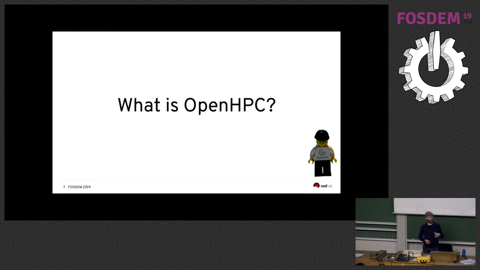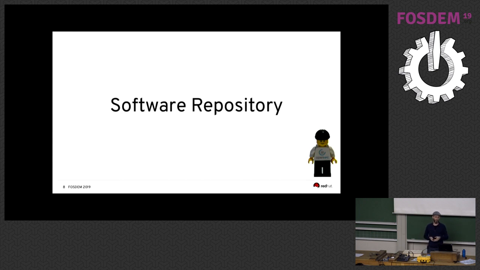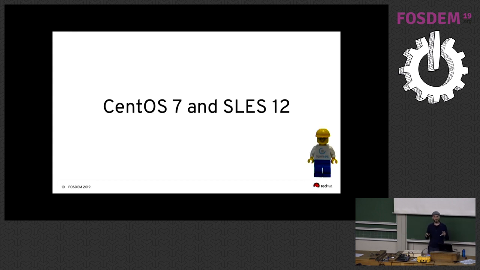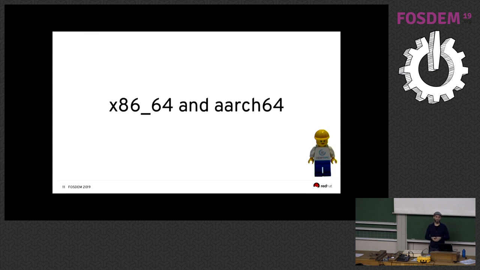So, what is OpenHPC? When I first looked at OpenHPC, I saw it's a software repository. You can download RPMs, and you can download it through YUM and Zypper. So this already kind of means it's for CentOS 7 and SLES 12. Those are the two platforms OpenHPC currently supports. And it supports the architectures x86_64 and ARM64. And this is sort of the first thing you see when you look at OpenHPC, what it does.